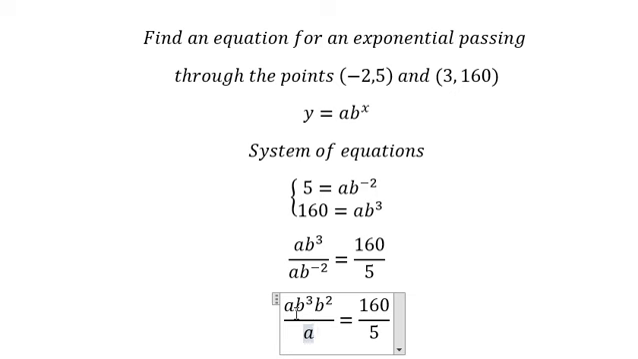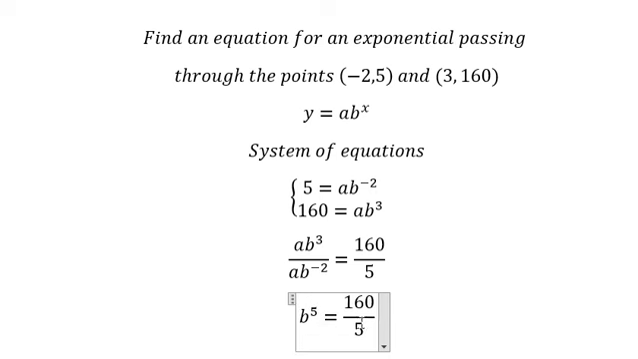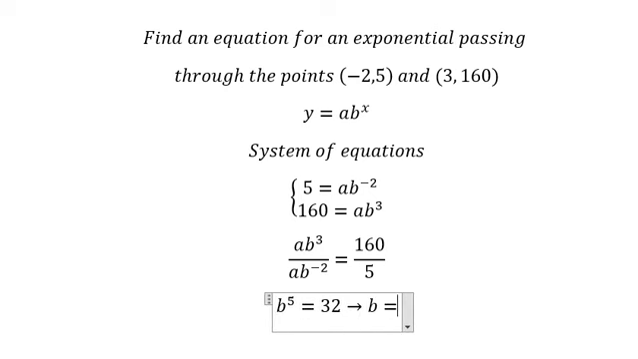8 and 8 we simplify. So number 3 plus number 2, we have number 5. This one we calculate and we have 32. So we can find the value of b, that is about number 2.